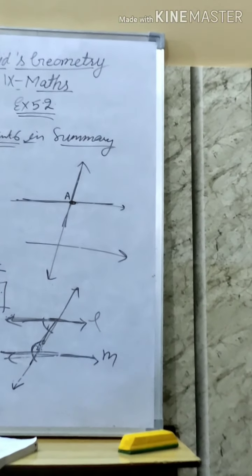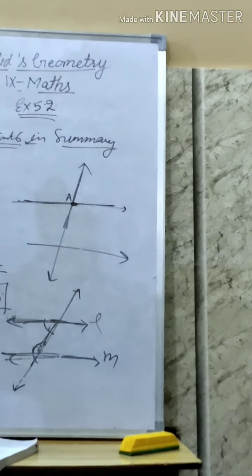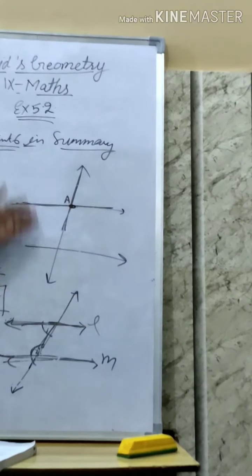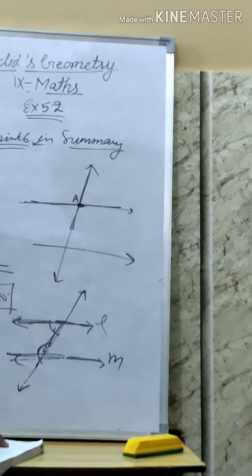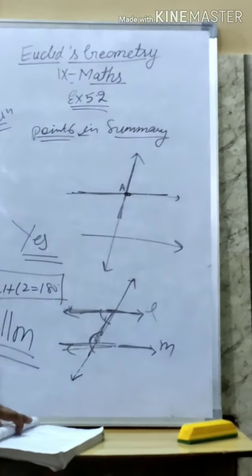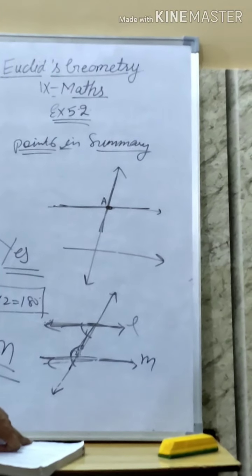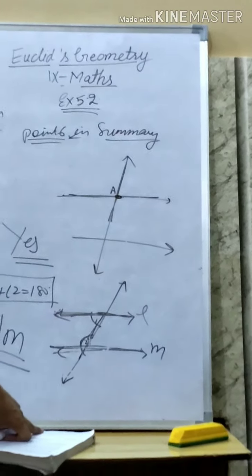So my dear students, you have to learn all the axioms and all the postulates, and then exercise 5.2 is a very simple exercise only. There are theoretical concepts, and you have to write them. Next time we will do exercise 5.1.